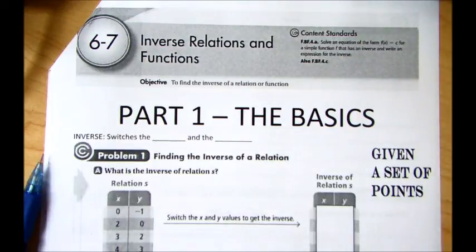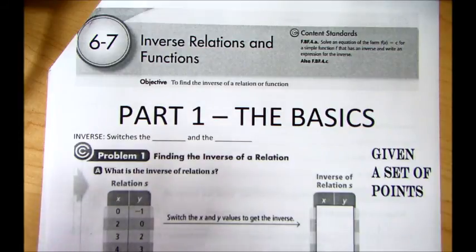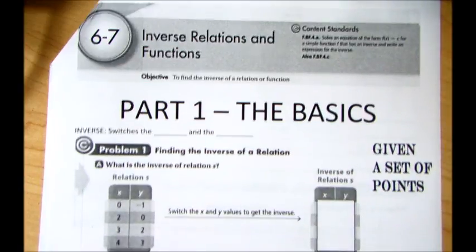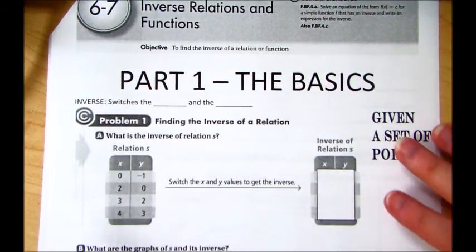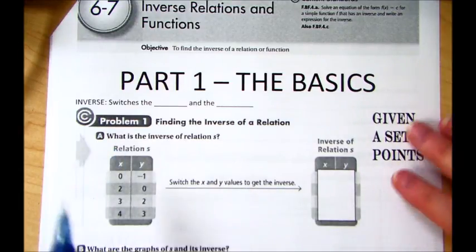As we move on to 6-7, 6-7 is all about what we call inverse relations and functions. So you're going to be given a graph and you're going to have to know how to find the inverse of that graph and lots of things about their domain and range. We're going to just talk about the basics first today, and then tomorrow the video won't be quite as difficult if we have the basics down.